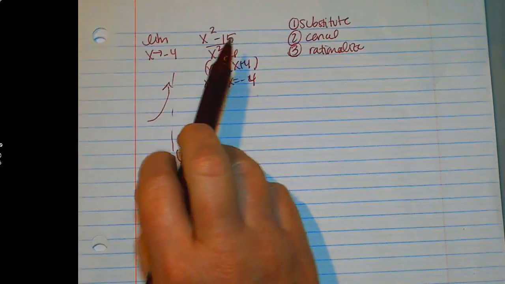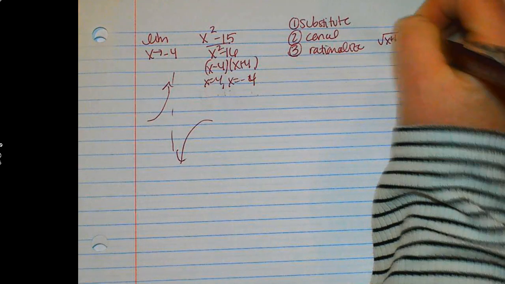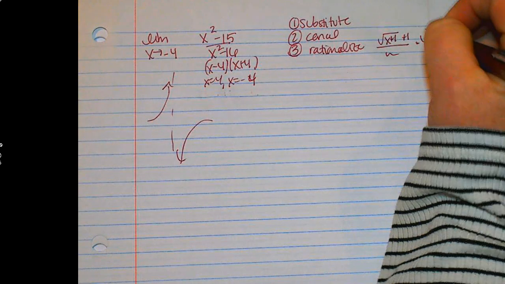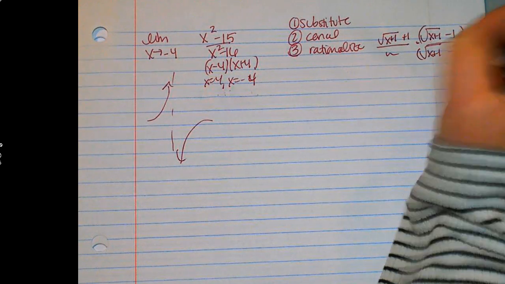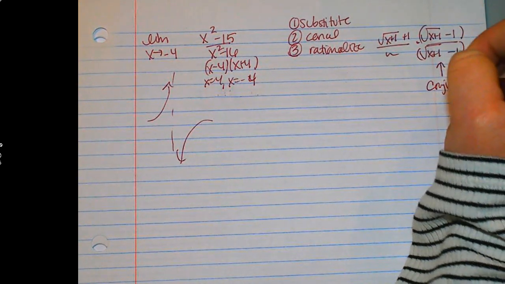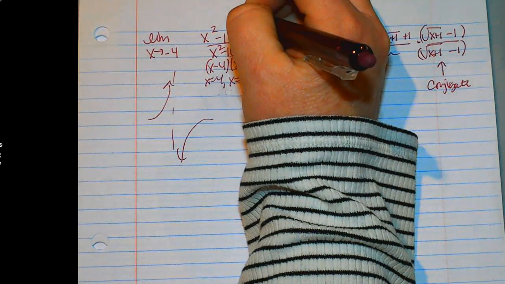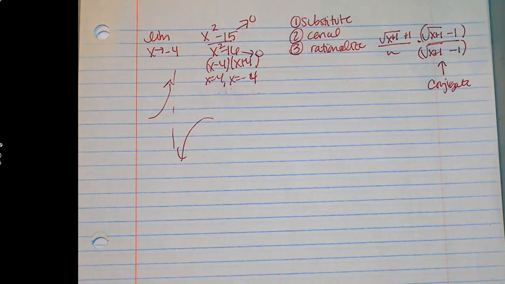So rationalizing comes with if you had the square root on the top over something, and I don't know what would actually work because I made this up. You'd multiply by the square root of x plus 1 plus 1 over the square root of x plus 1 plus 1, so this would be the conjugate. Remember that? Okay. And then if you tried to substitute in the beginning and it didn't work, this one went to 0 and this one went to 0, which is not the case here because the top didn't go to 0. The top went to 1.